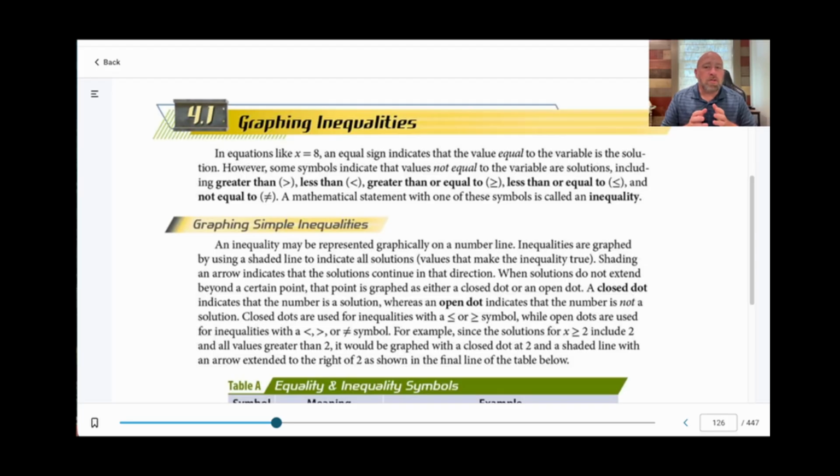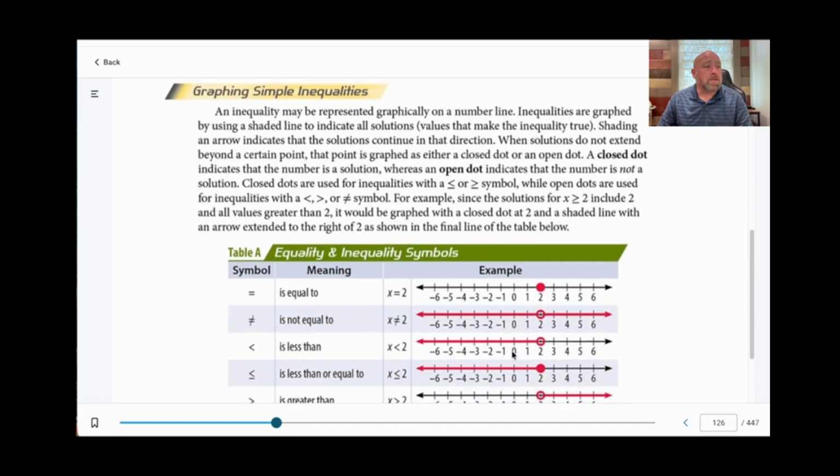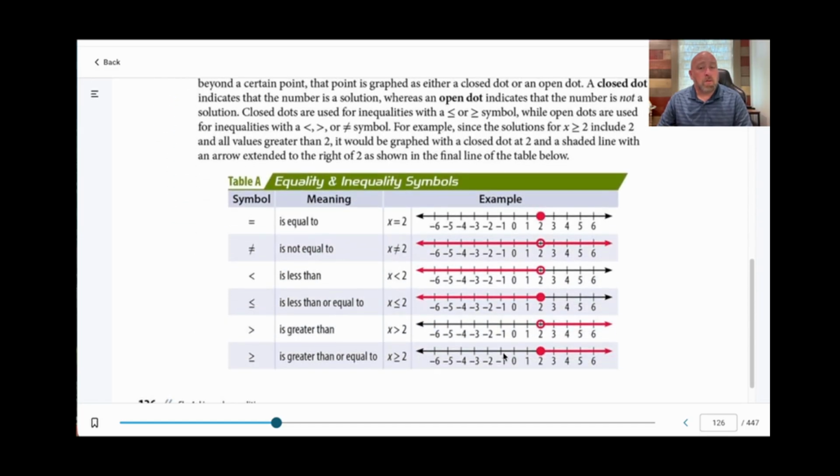So usually when we graph inequalities, we don't graph them on the Cartesian plane with the x and the y and all that good stuff. Instead, we graph them on just a simple number line. If you're looking at the bottom of page 126, you're going to see some number lines. And so that's how we graph inequalities. There are ways that we can graph them on the Cartesian plane as well if we have two variables, the x and the y, and we'll show you that a little bit later. But for now, we're just going to do one variable, just the x.